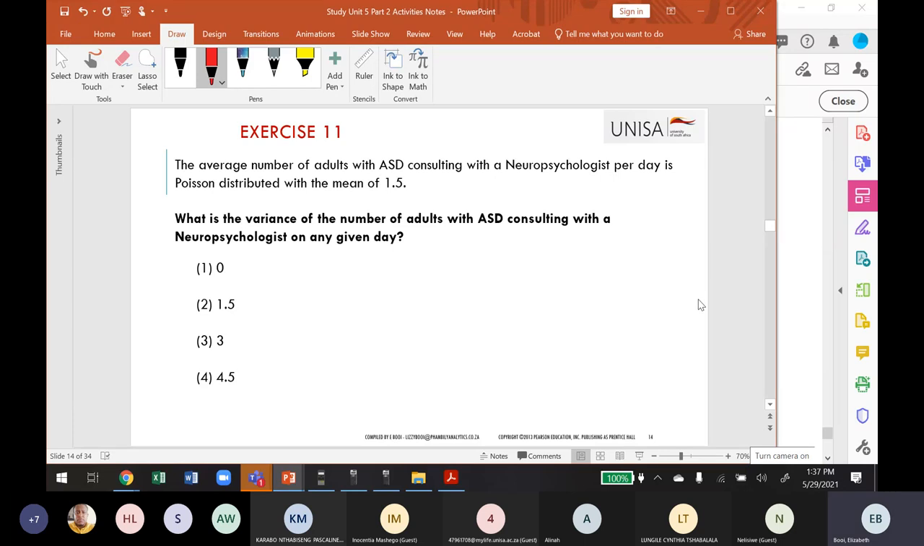Next, given the mean, what is the variance of the number of adults? This should be easy, straightforward. What is the variance of a Poisson? It will be 1.5, which is the same. Remember that the mean, which is the expected value, which is the average, is the same as the variance. They are the same and they are the same as lambda. They mean one and the same thing, lambda.